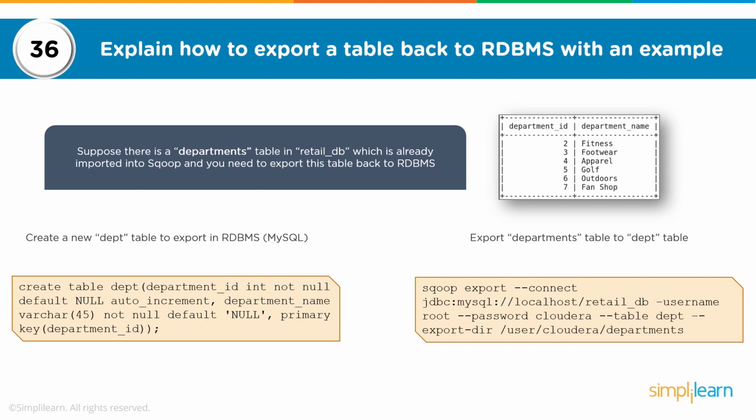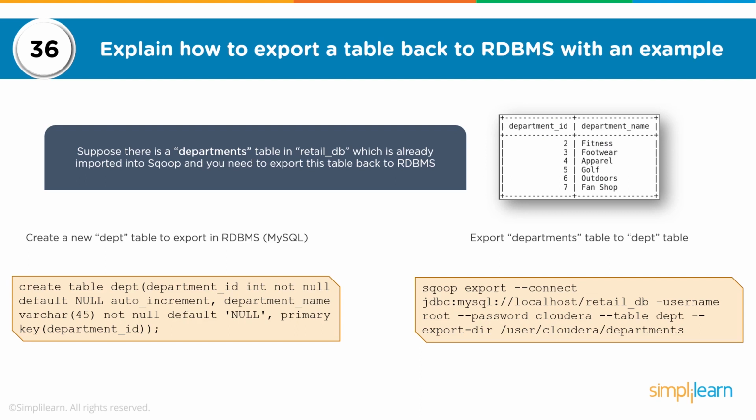How to export a table back to RDBMS? Now for this, we need the data in a directory on HDFS. So for example, there is a departments table in the retail database, which is already imported using Sqoop, and you need to export this table back to RDBMS. So this is the content of the table. Now create a new departments table in RDBMS. So I could create a table specifying the column names, whether that supports null or not, and if that has a primary key column, which is always recommended.